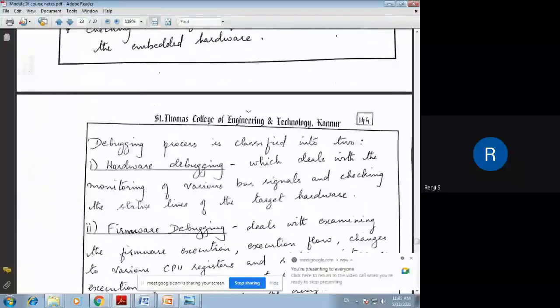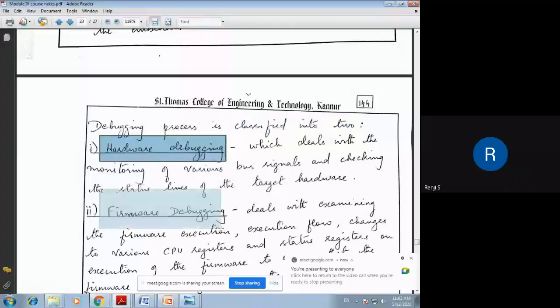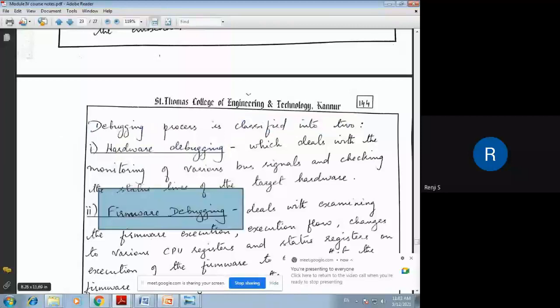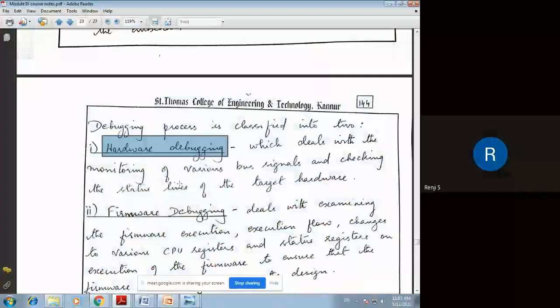Now, there are different types of debugging. The debugging process can be classified into two. First is hardware debugging and next is firmware debugging. As we know, an embedded product is a combination of both hardware and firmware. We have to debug both hardware and firmware, so there are two types of debugging involved. One is hardware debugging and the other is firmware debugging.